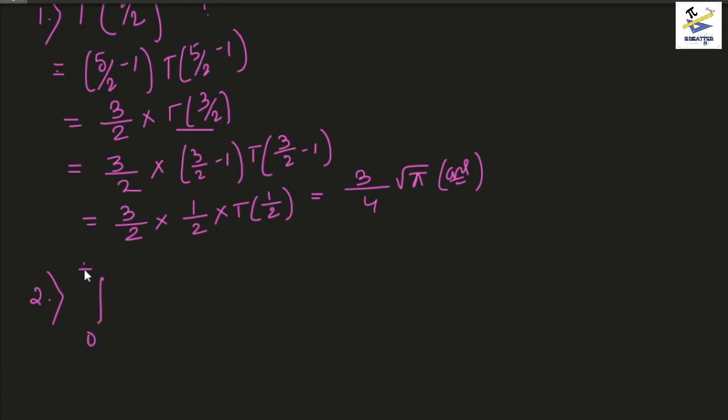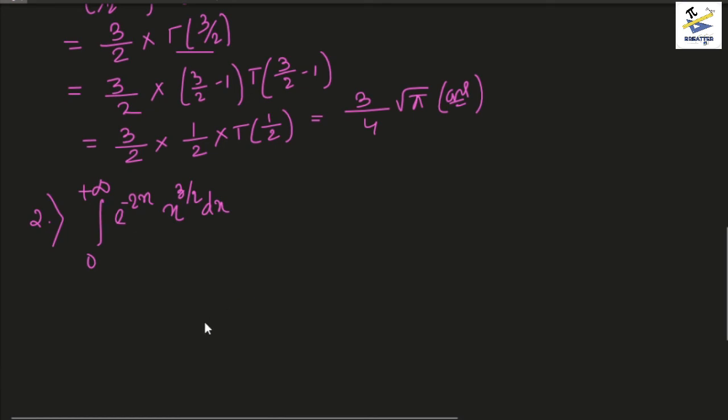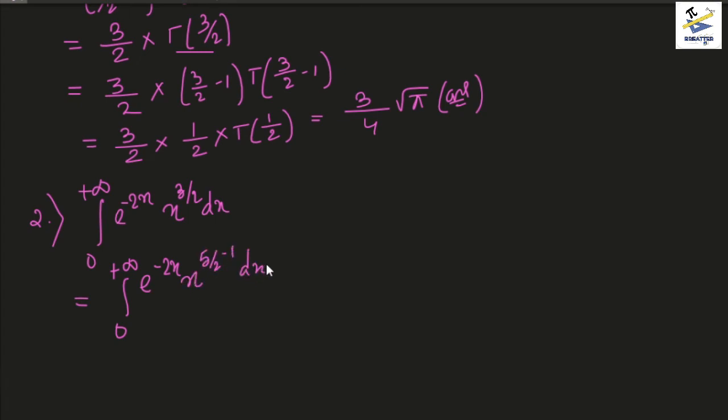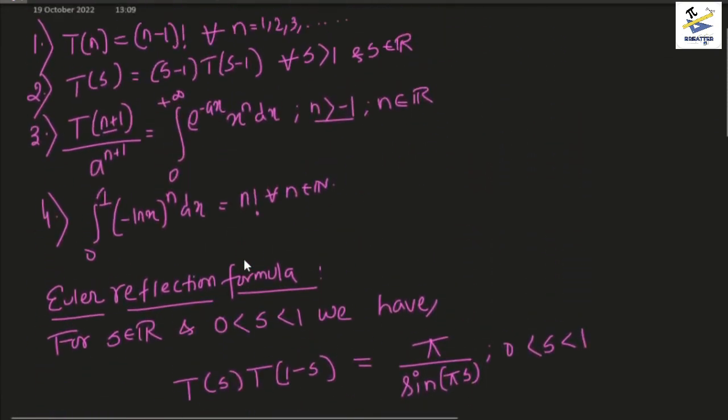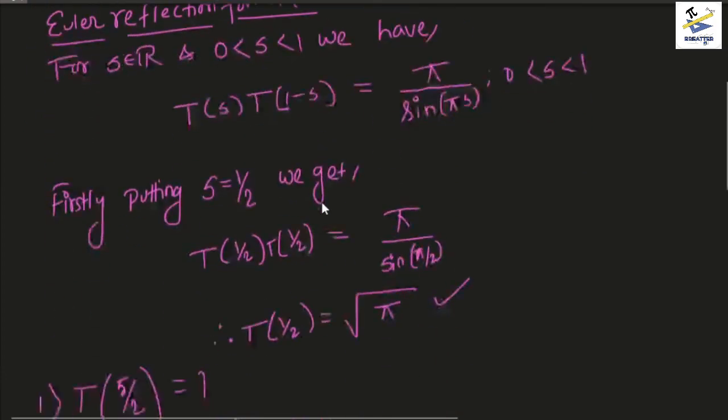Let us say you were given the integral 0 to positive infinity. As we know from our previous discussions, this can be written as 0 to positive infinity e to the power minus 2x into x to the power 5 by 2 minus 1 dx, right? And if you see the integral that we evaluated right here, when you have a power of x which is x to the power n, it equals gamma of n plus 1 by a to the power n plus 1.